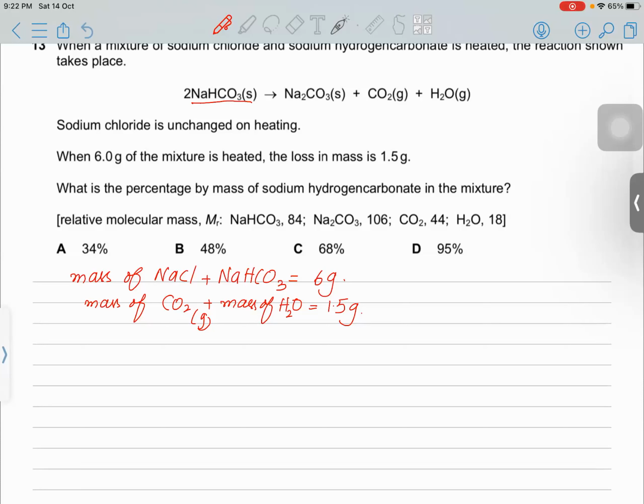Remaining mixture: mass of sodium chloride, which is unchanged, and sodium carbonate is 6 minus 1.5. So 4.5 gram is the mass of the remaining solid.